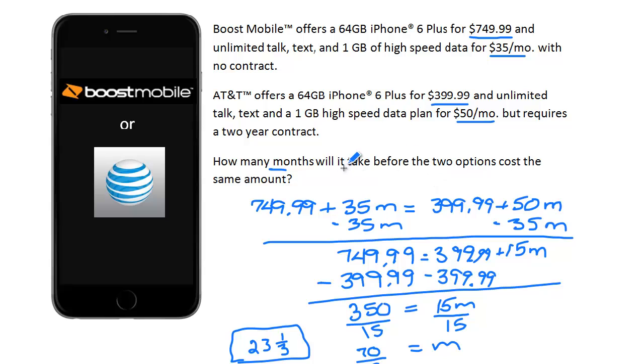Not a big surprise, because AT&T requires a 2-year contract. So at least in this comparison, there's no benefit to buying an off-contract phone with a cheaper plan versus buying the subsidized phone with a more expensive plan.